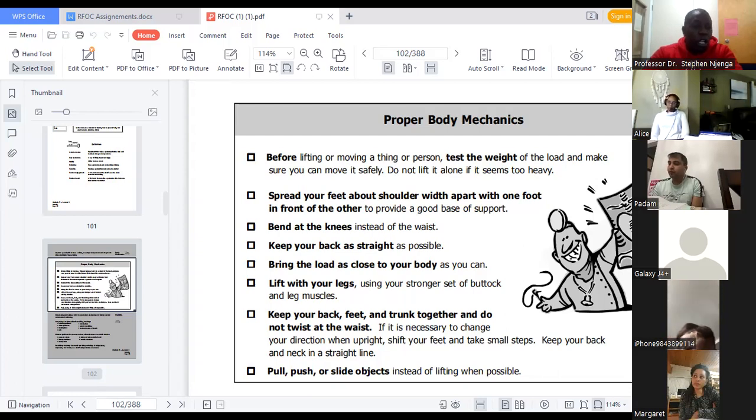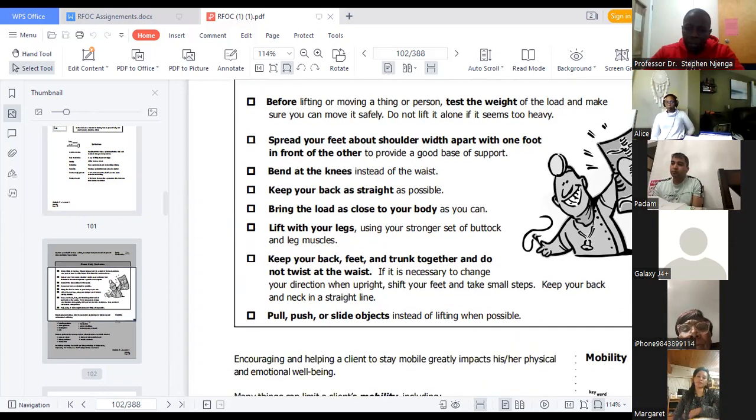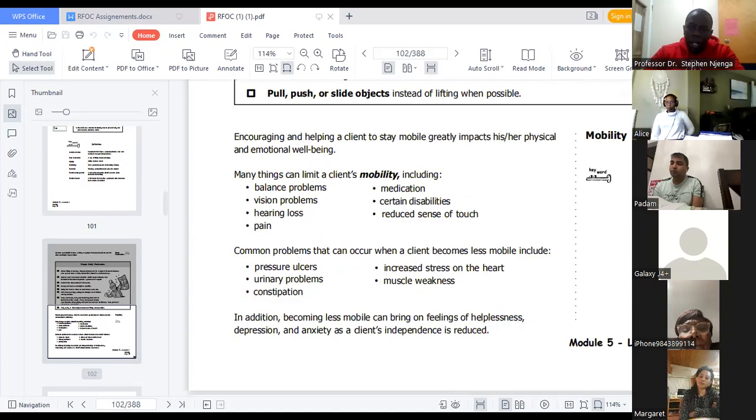So push. So I've said this. This is the method of proper body mechanics. You first of all pull the weight towards you, and then you push or you slide the object. You can only slide if you are two people. So what you do, you first of all pull the load close to you, the other person holds, and then you're sliding, you're not lifting, you're sliding together. That is the way to do that. Okay, all right.